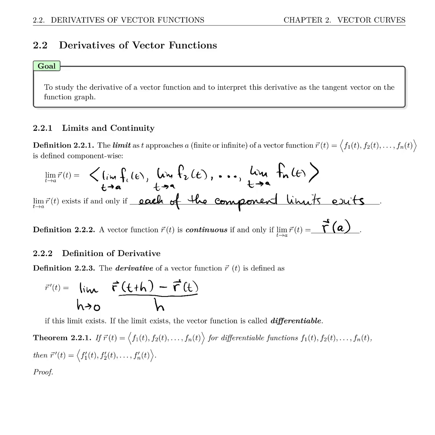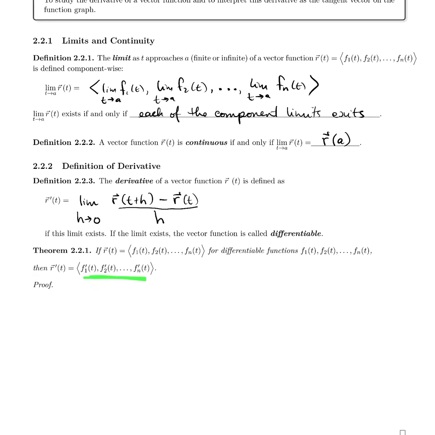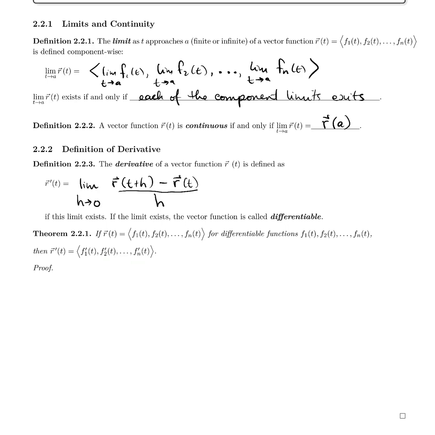And so theorem 2.2.1 says, well, practically speaking, how do we calculate the derivative? Do we really have to do this limit every time? And luckily the answer is no. So if r of t is this vector valued function with components f1, f2 up to fn, where those functions are differentiable, that means their derivatives exist, then r prime of t, the derivative of the vector valued function, is the derivative of each of the component functions. So let's go and just do that proof really quickly.